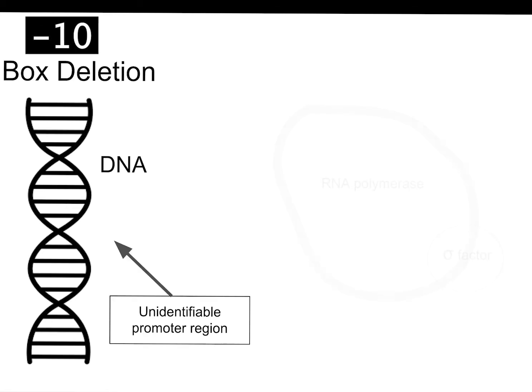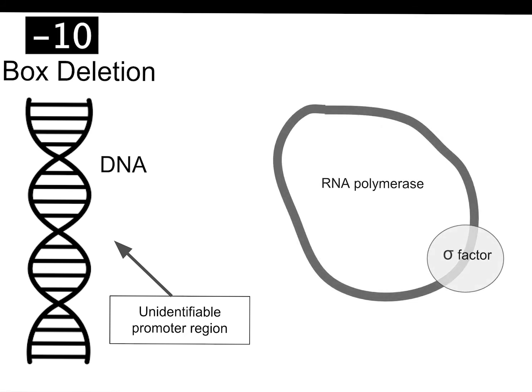Let's say the -10 box in the promoter gets deleted on a gene that codes for a sugar metabolizing enzyme. Since the RNA polymerase would not be able to identify the promoter region and begin transcription with the missing -10 box, the gene would not be transcribed and translated into a sugar metabolizing enzyme. The organism would likely die as a result of not having the enzyme necessary to metabolize sugar, since it would not be able to get the energy from whatever it consumes.